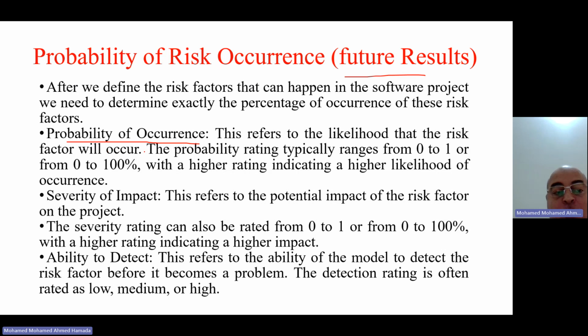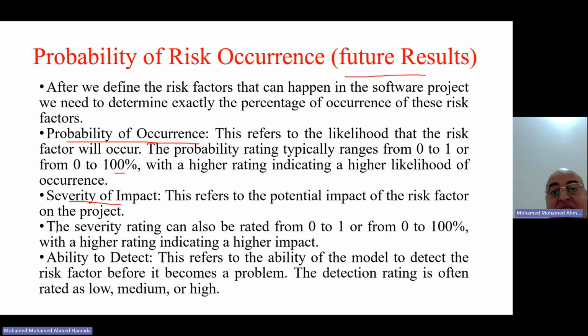This probability of occurrence takes a value from 0 to 1 or from 0 to 100%. A risk factor can happen by 50%, 60%, or 90%. It can be very high. This also depends on the severity of impact, which refers to the potential impact of the risk factors on the project. This also takes a value from 0 to 100%. If this value is high, it means that the risk factor is very risky, and it can impact the project's success and cause software failure.